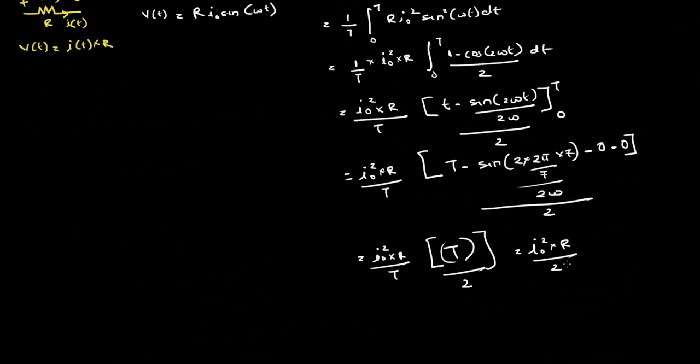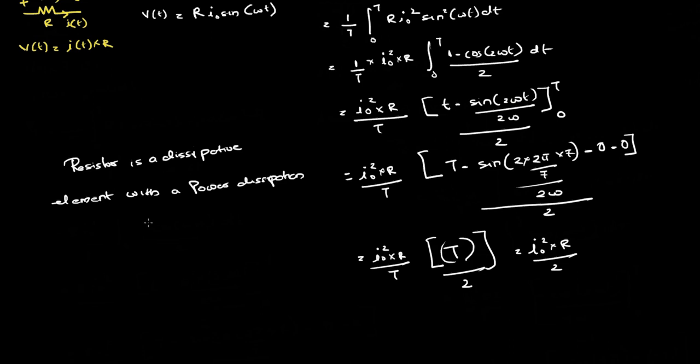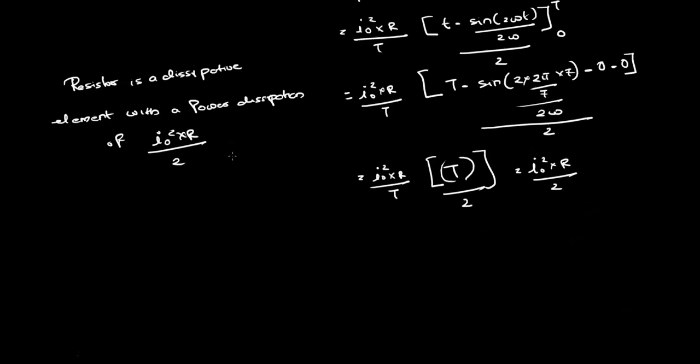So what this expression shows is that the resistor is a dissipative element with a power dissipation of I0 squared multiplied by the resistance divided by 2. It should be noted that the resistor dissipates energy in the form of heat.